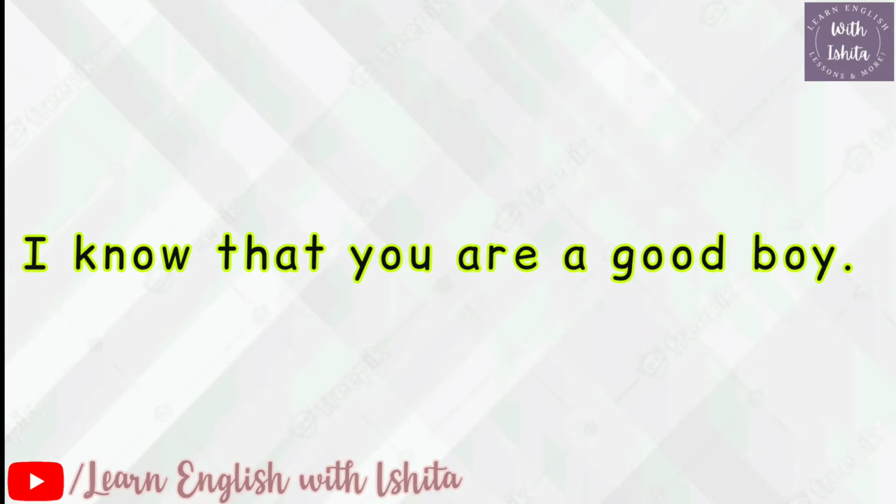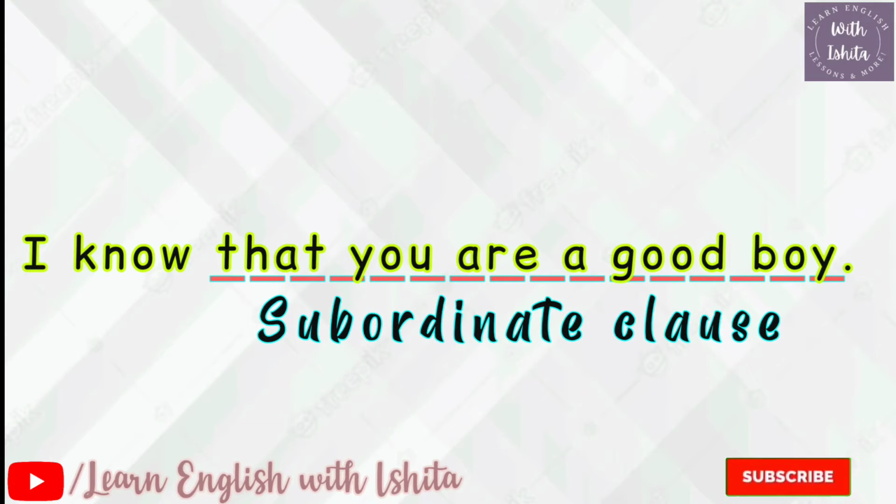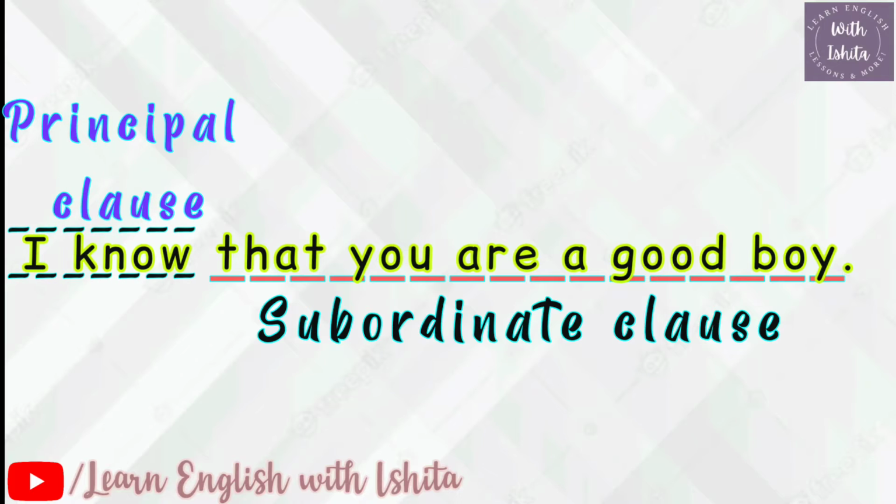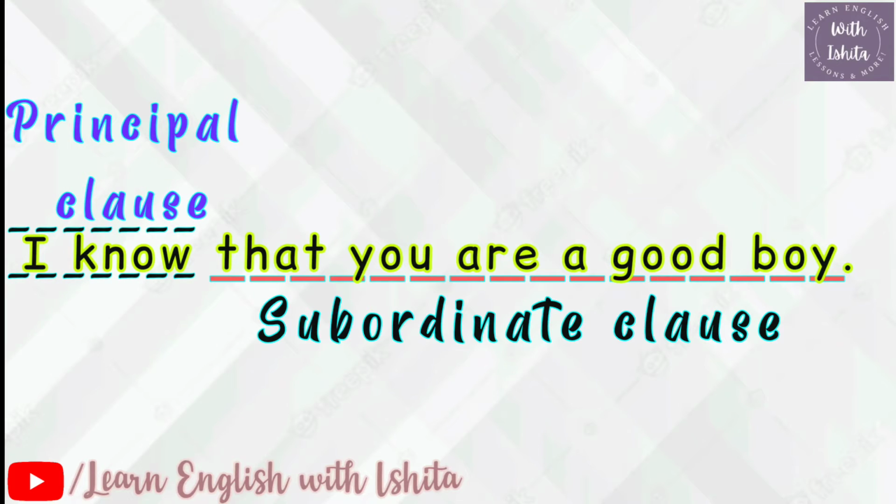I know that you are a good boy. In this sentence, that you are a good boy is the subordinate clause, and I know is the principal clause. I know has a meaning of its own, but that you are a good boy does not carry a meaning on its own. So that you are a good boy is the subordinate clause, and I know, with meaning, is called the principal clause.